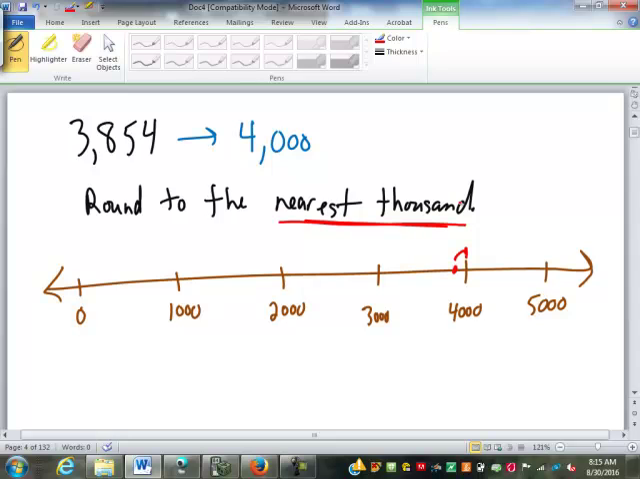Now, you obviously don't want to draw out a number line every time you have to round a number. So what's our shortcut? Well, when we're rounding to the nearest 1,000, that's telling us to find the thousands digit.